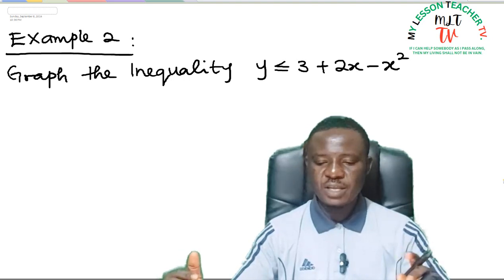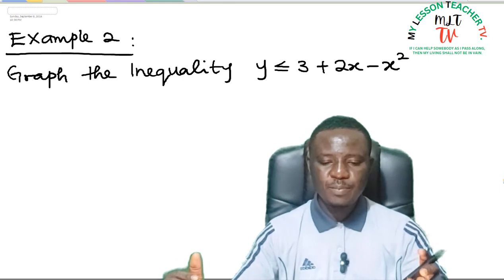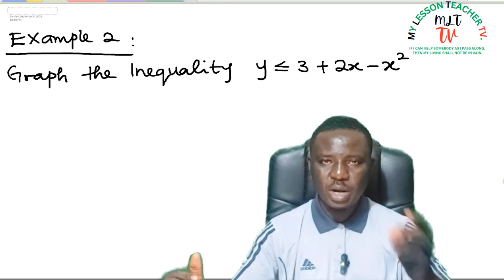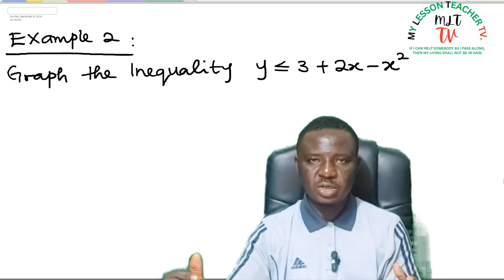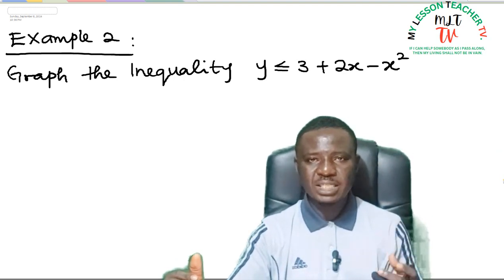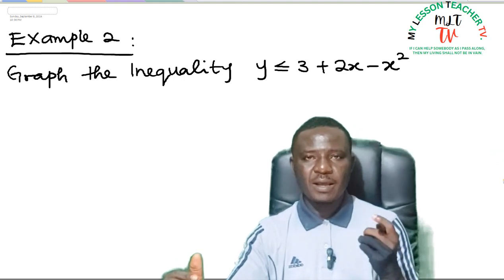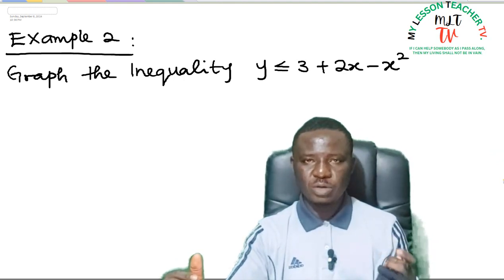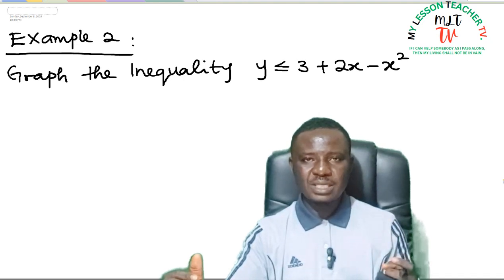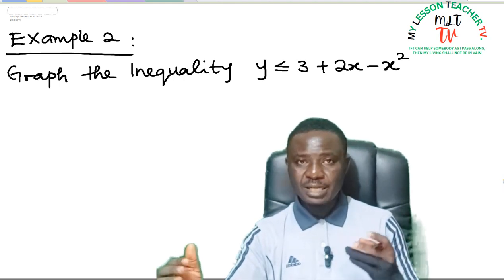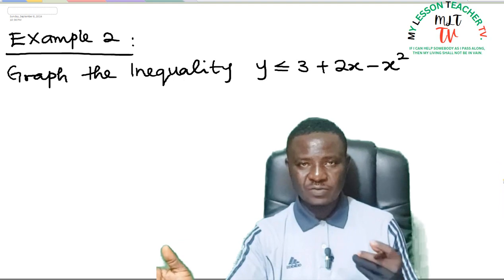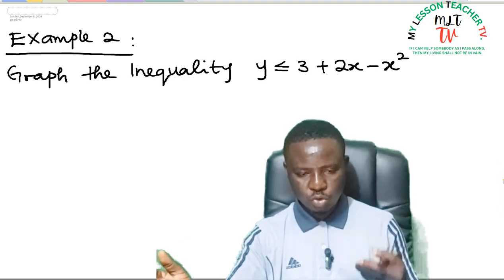Example 2 says we should graph the inequality y is less than or equal to 3 plus 2x minus x squared. Just like I said, we are going to first of all sketch the graph. And we'll sketch the graph by determining the x-intercept and the y-intercept on the graph. That determines if it's going to be a U-shaped parabola or an N-shape. After which, we shall then determine the two regions, if region 1 satisfies the inequality or region 2.